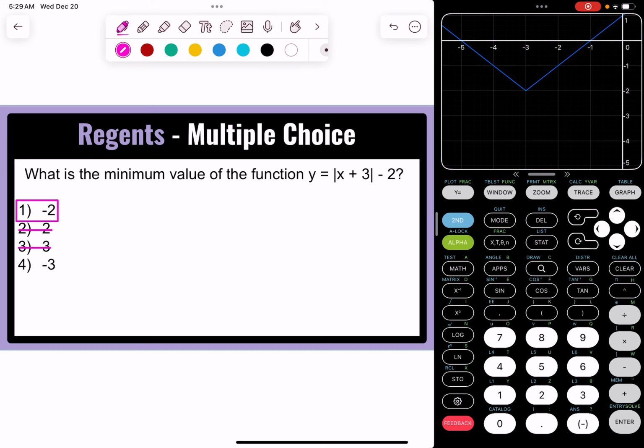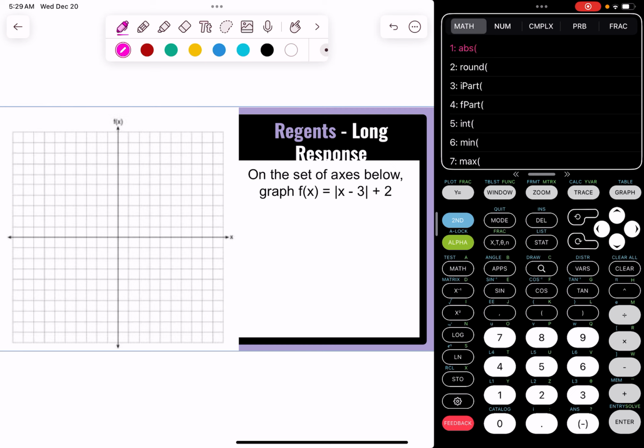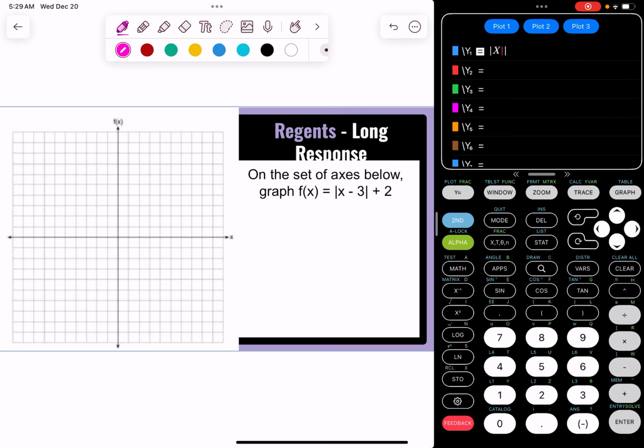Alrighty. Now we are going to do 3 long response Regents questions. Let's do this first one. They tell us on the set of axes below, graph this. So let's type this in the calculator. The absolute value of x plus 3 inside the symbols. And no, x minus 3. I almost made a mistake. And then the plus 2 on the outside.